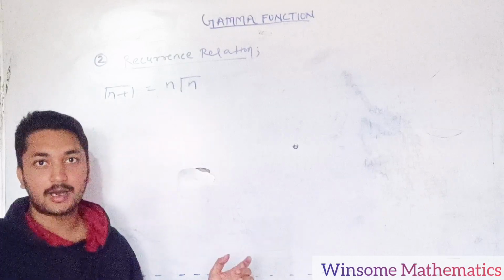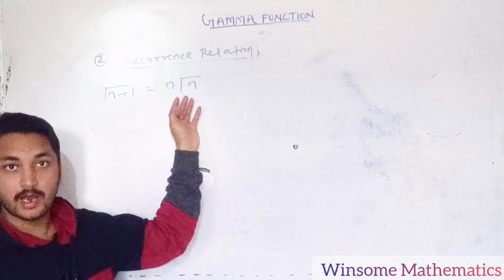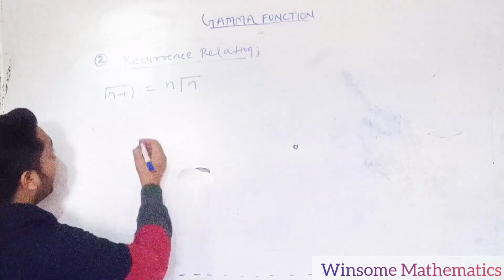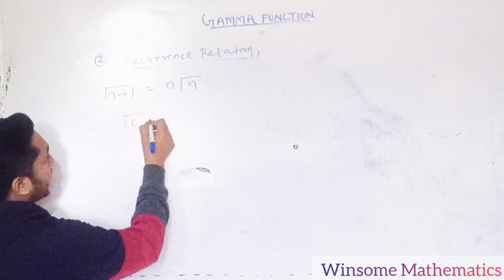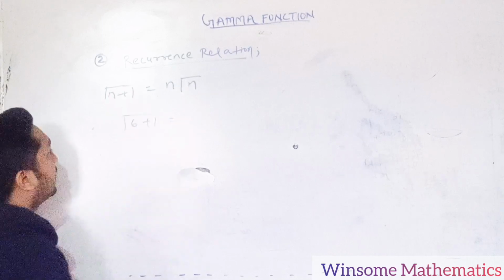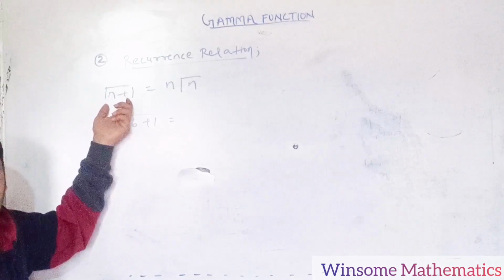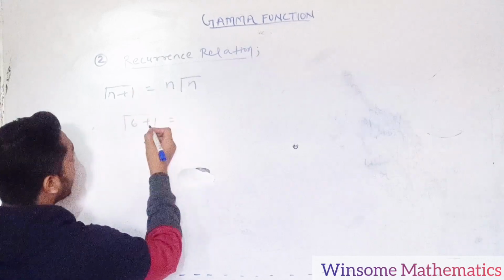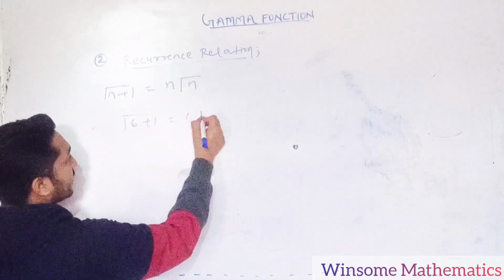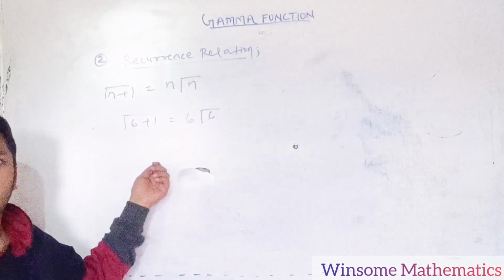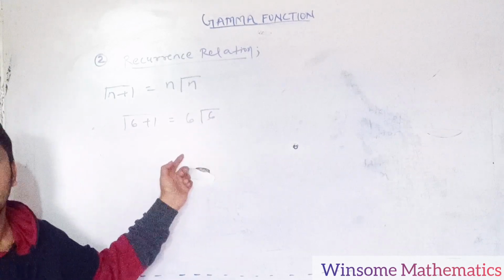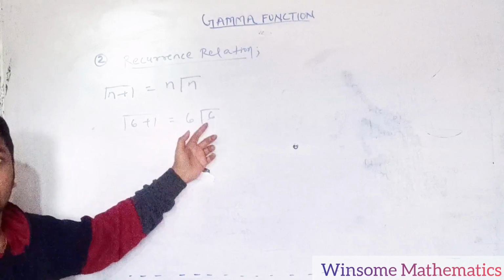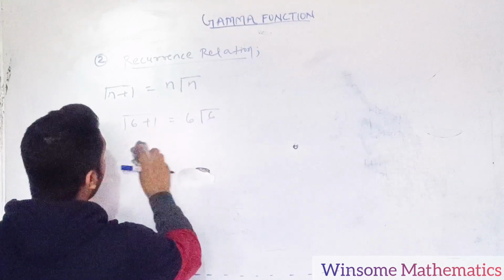Recurrence relation tells us that gamma n plus 1 is equal to n gamma n. Clear? Whenever we come across gamma n plus 1, that is gamma 7 with n equal to 6, we can easily compare it with gamma n plus 1. N plus 1, 6 plus 1, then 7, so we can write 6 gamma 6. That means gamma 7 is equal to 6 gamma 6, gamma 8 is equal to 7 gamma 7. This is the benefit of the gamma recurrence relation. Okay, now understand how to prove it.